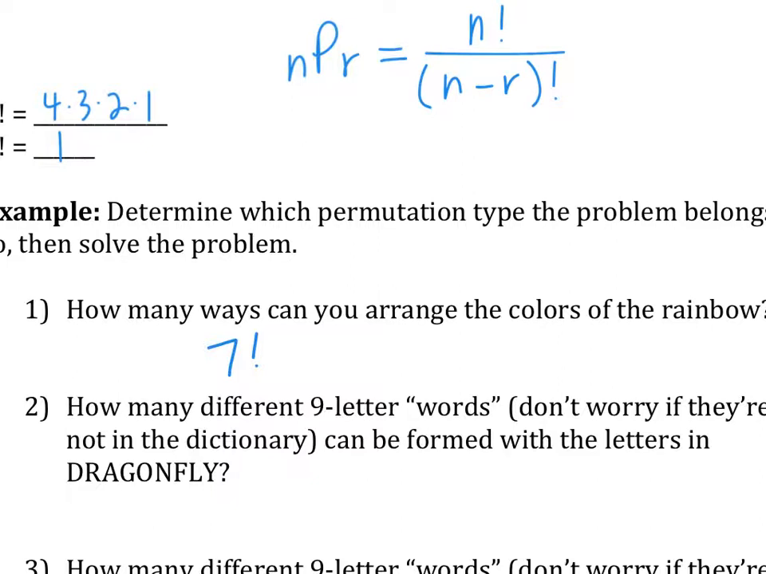There's 7 colors in the rainbow, right? Technically, an infinite amount of colors. Okay, I am talking to an artist. That's true. Okay, 7 factorial.